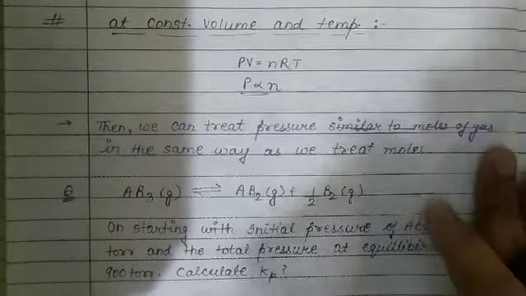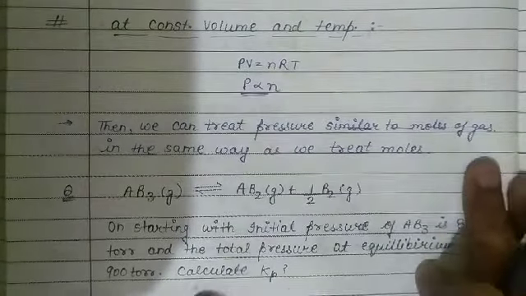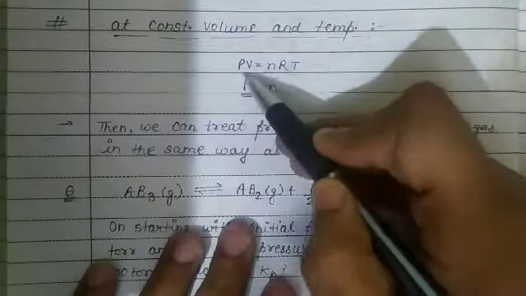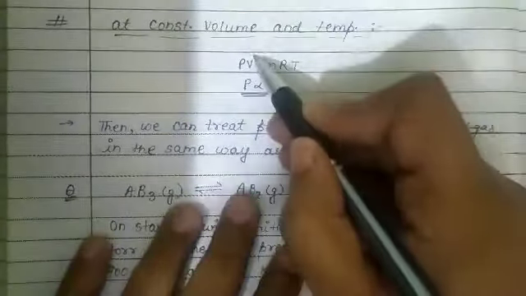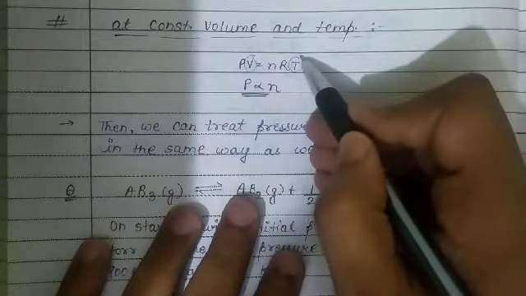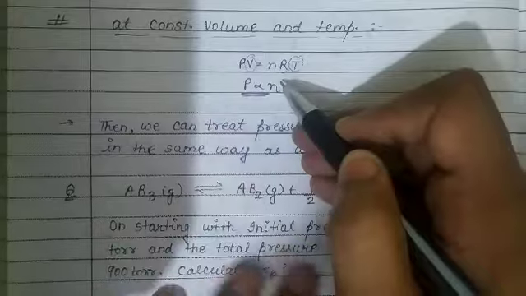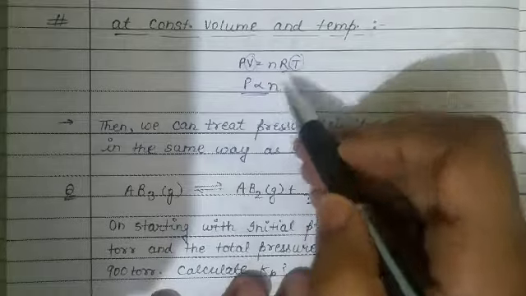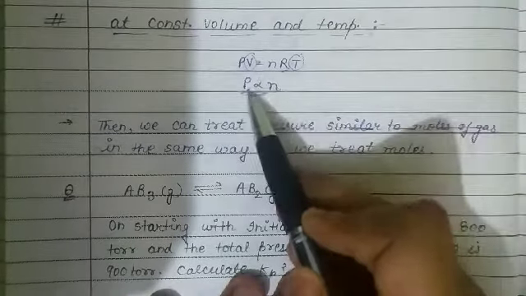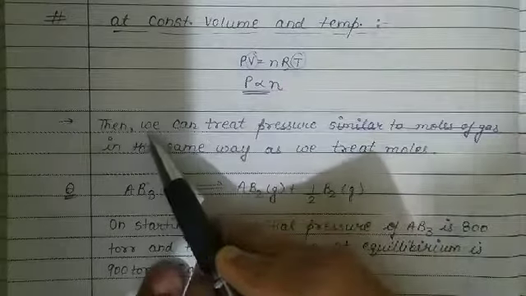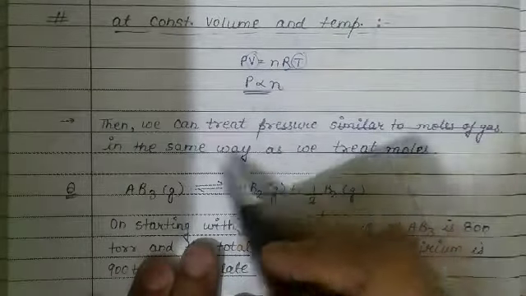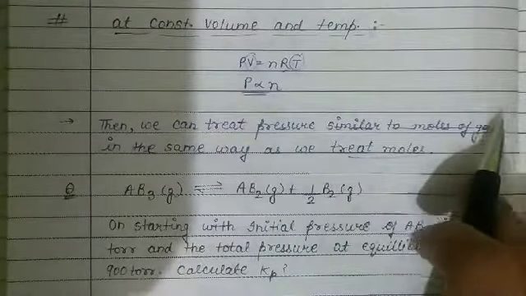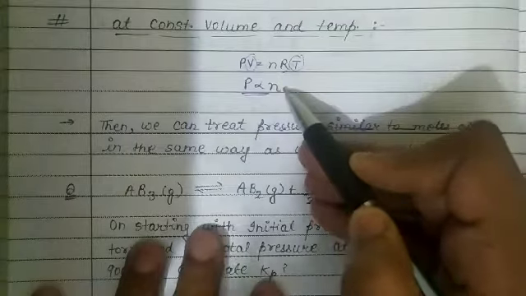Next question is based on the relation. As we know, if constant volume and temperature, so when volume is constant and temperature is constant, R is gas constant, so pressure is directly proportional to number of moles. So at constant volume and temperature, pressure is directly proportional to number of moles. It means we treat pressure in the similar way as we treat moles. So basically we can treat pressure in the same way we treat moles.